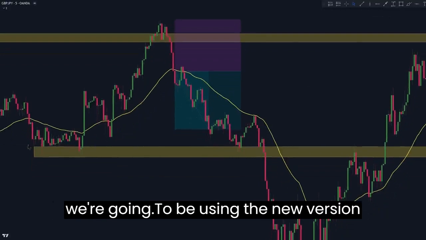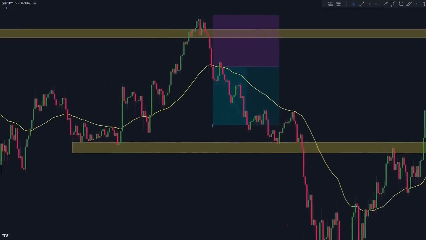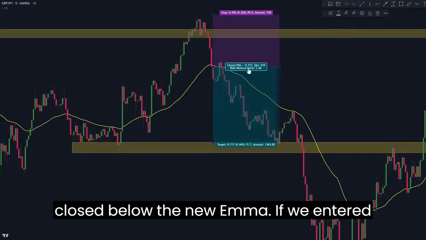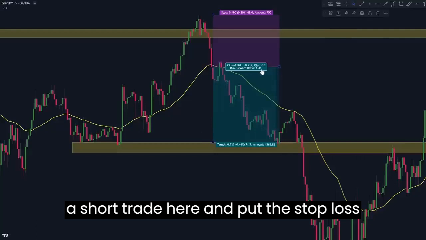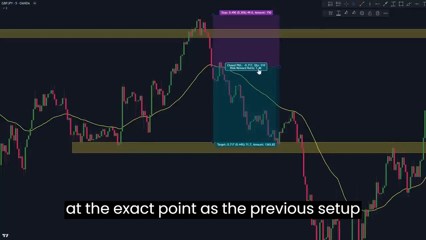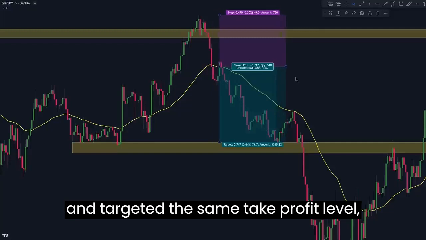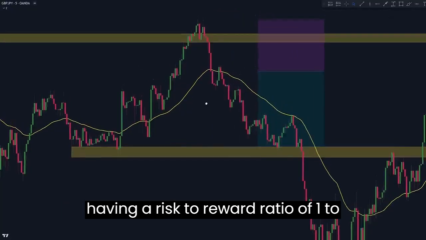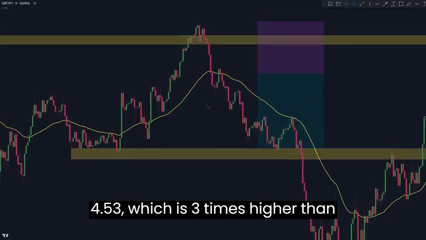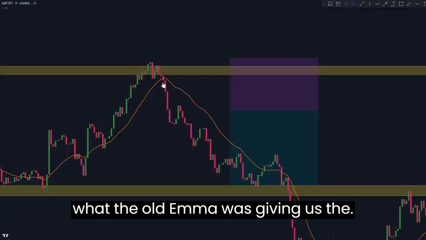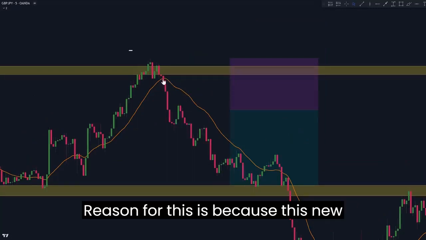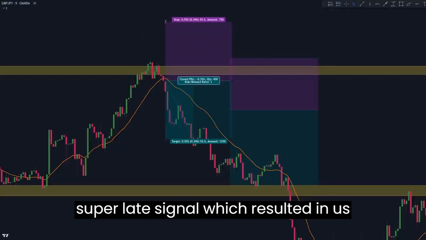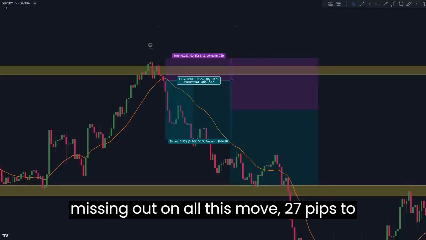Now let's see what would have happened if we took the same setup using the same strategy, but only this time we're going to be using the new version of the EMA indicator, this one right here. This is where the price broke and closed below the new EMA. If we entered a short trade here and put the stop loss at the exact same point as the previous setup and targeted the same take profit level, you'll notice that this trade ended up having a risk to reward ratio of 1 to 4.53, which is 3 times higher than what the old EMA was giving us. The reason for this is that this new indicator gave us an early entry signal, while the classical EMA produced a super late signal, which resulted in us missing out on all this move.